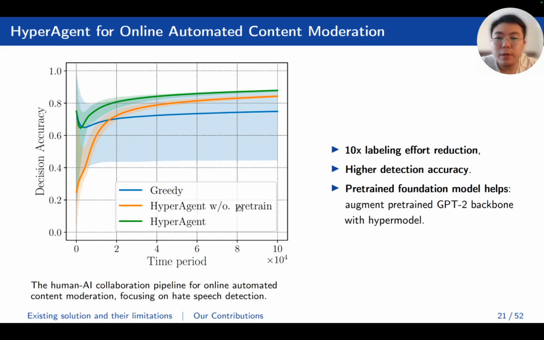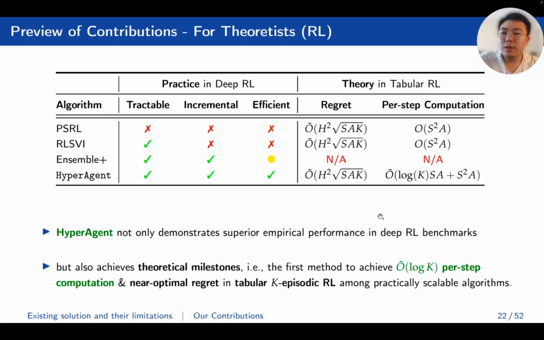Compared with the random initialized GPT-2, the pre-trained GPT-2 with our HyperAgent is actually better initially. It solves the cold start problem using foundation model augmentation. Theoretically, we prove that with the same algorithmic framework, the only difference is that we put the feature mapping into one-hot mapping in tabular RL.